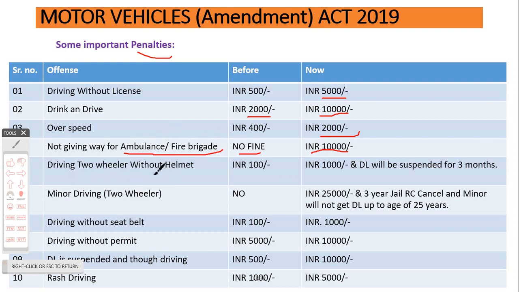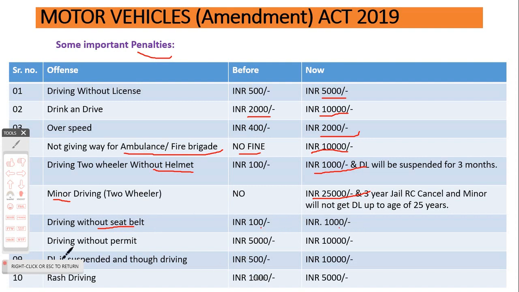Then driving a two-wheeler without a helmet: only a 100 rupees fine was there, but now it is increased to 1000 rupees, and the driving license will be suspended for 3 months. Then minor driving: if the person driving is below the age of 18, then no fine was there, but now it is increased to 25,000 rupees and 3 years jail. RC will be cancelled, and the minor will not get a driving license up to the age of 25 years.